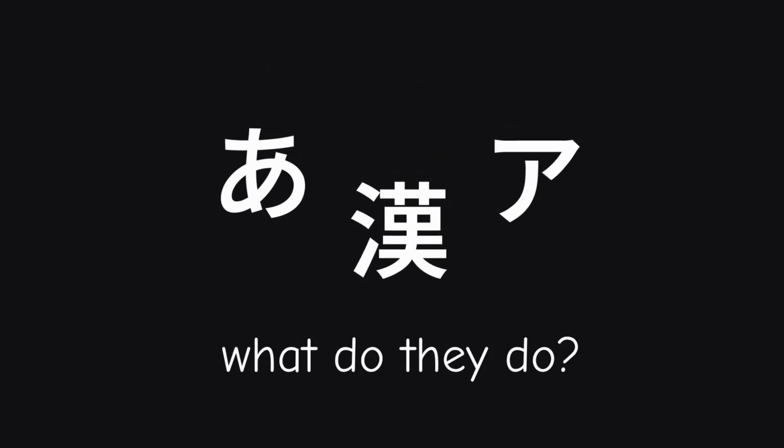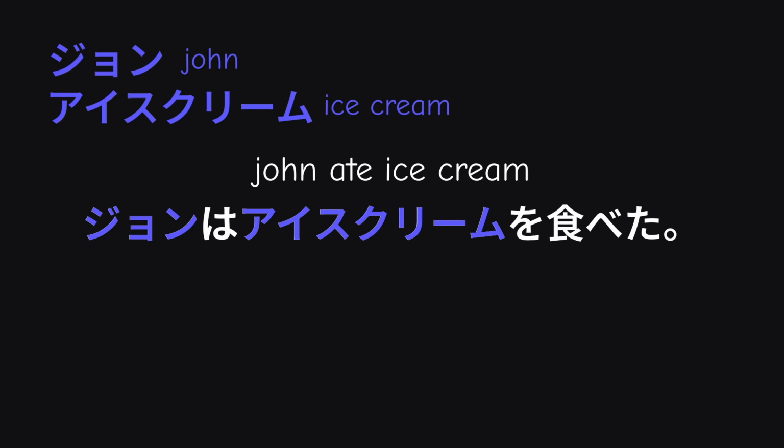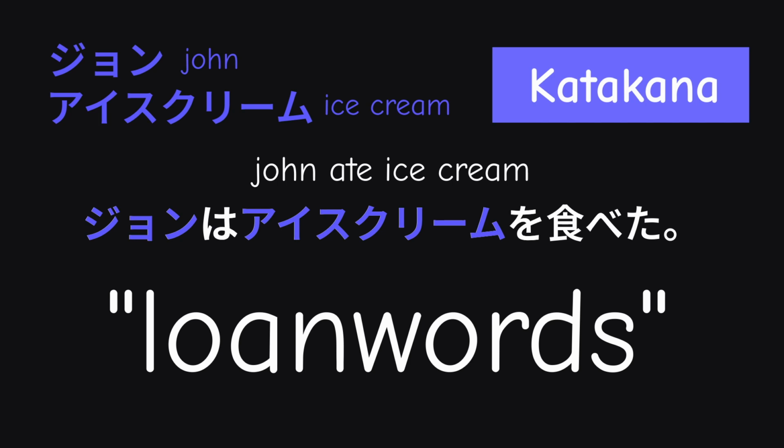So, what do the scripts do? Let's take a look at this sentence. John はアイスクリームを食べた. This means John ate ice cream. Right off the bat, we see that John and ice cream just sound like John and ice cream. And so they are written using katakana because they're loanwords.